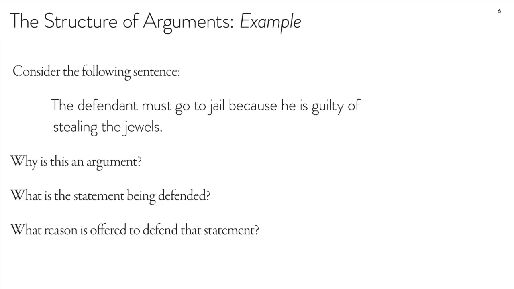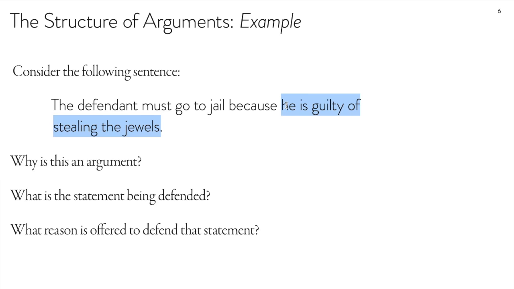I like picking examples from the law. They're cheesy, but lawyers are good with arguments, so I like these because I think we immediately understand what's going on. So let's consider this following sentence. The defendant must go to jail because he is guilty of stealing the jewels. And so we can first ask, well, why is this an argument? Okay, well, there's a couple statements in here. The defendant must go to jail. That's a statement. There's another statement that the defendant is guilty of stealing the jewels.